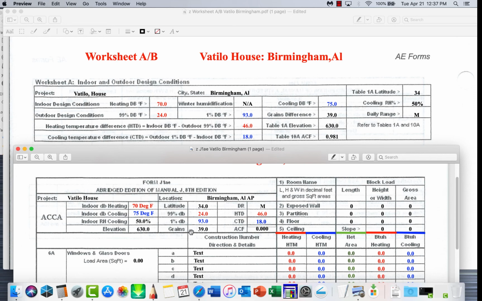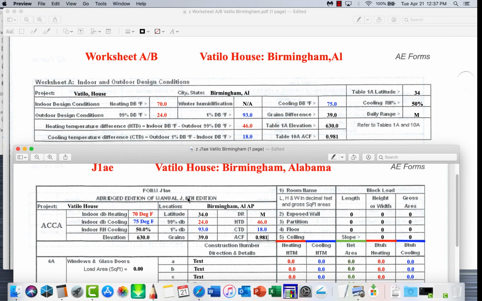Like I said, you have completed the first part and transitioned it up. Oh, altitude correction factor. Let's make sure we get everything on there. 0.981. There we go. Now we got all our boxes checked. Yes. Okay, so there you go. That's Worksheet A, and transposing it over to J1AE.